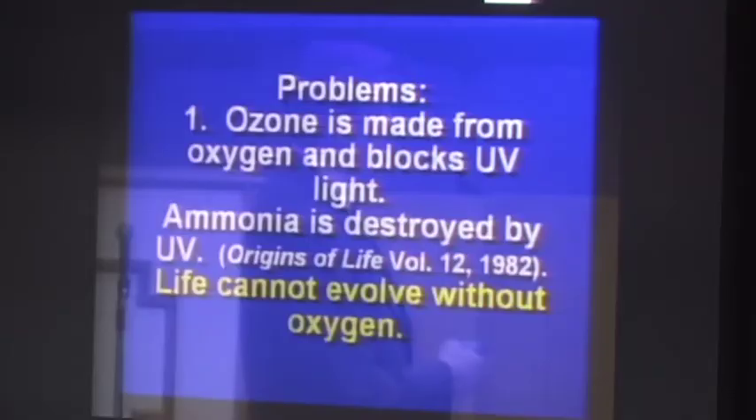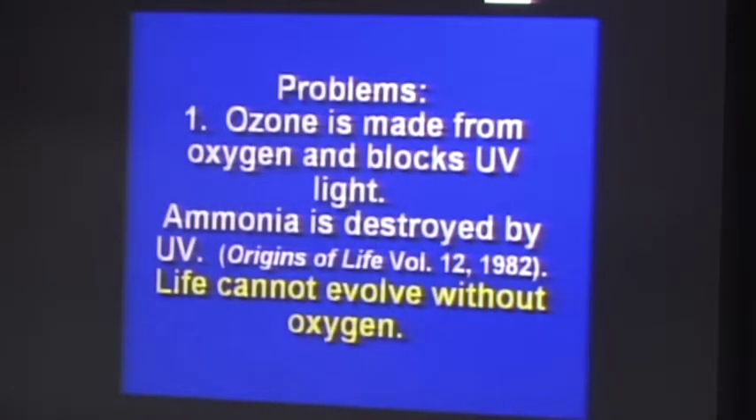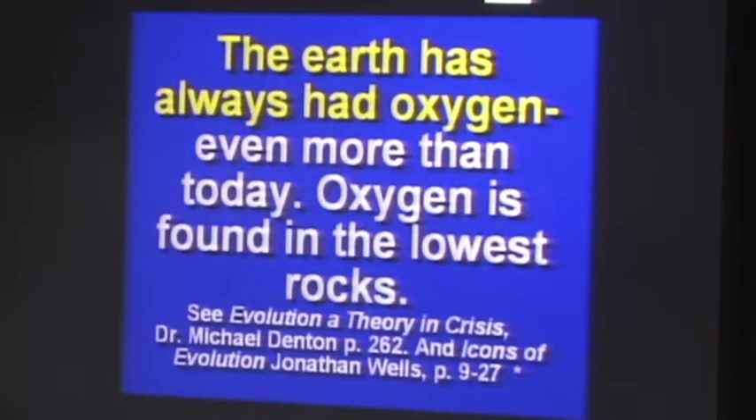The problem is ozone is made from oxygen, and ozone blocks UV light, and UV light destroys ammonia, and ammonia is one of the 4 gases he's got. So you cannot get life to evolve with oxygen, and you cannot get life to evolve without oxygen. Because if you don't have oxygen, you don't have ozone, and now your ammonia gets destroyed. It's just not going to work either way. And the Earth has always had oxygen, even more than today.